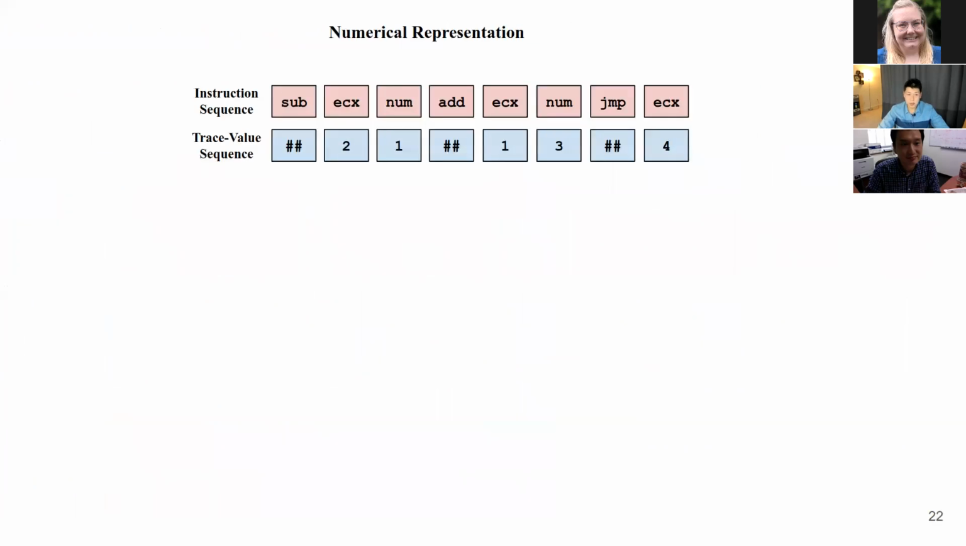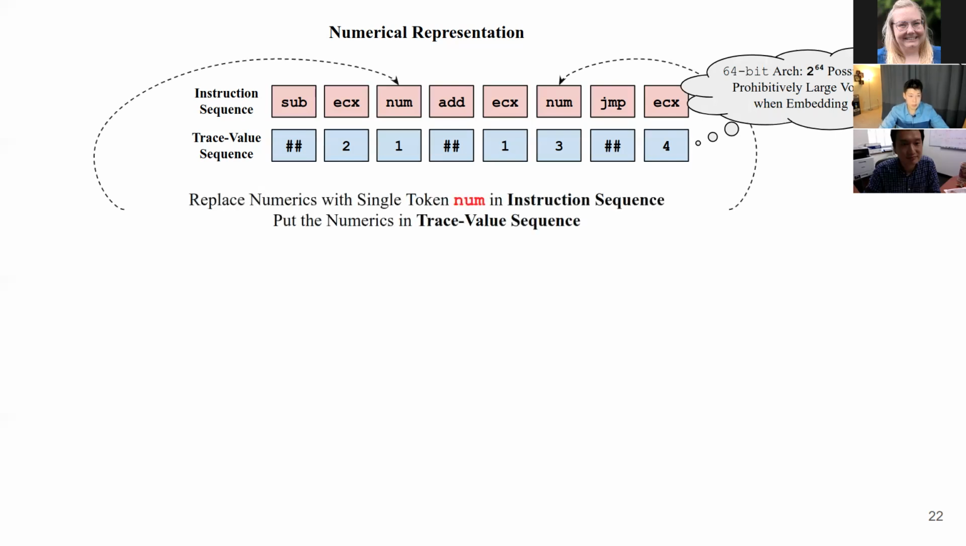Also, when we try to encode the actual values in the value sequence, we find that the vocabulary size for learning value trace embeddings is prohibitively large. For example, on a 64-bit architecture, there are 2 to the 64 possible values, which means our encoding mechanism cannot simply work. What we do here is that we first replace all the numerical values appearing in the instruction sequence with a dummy value called num, and then we move all the actual values to the trace value sequence.